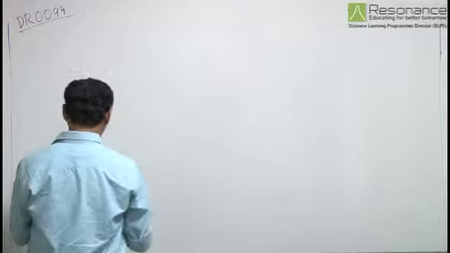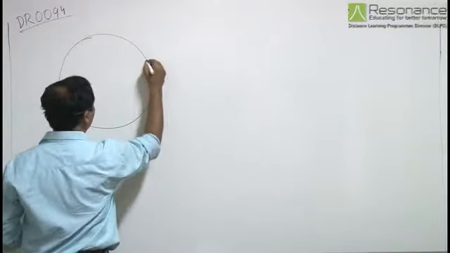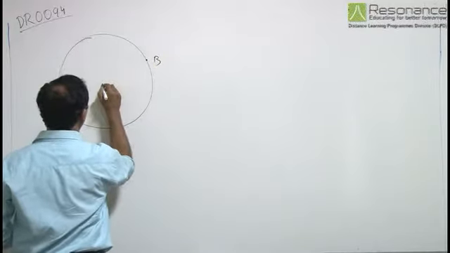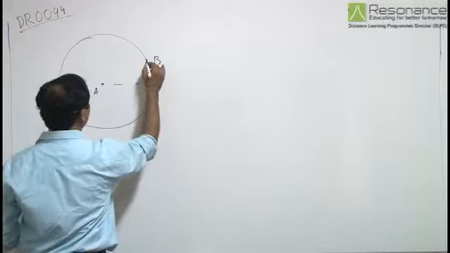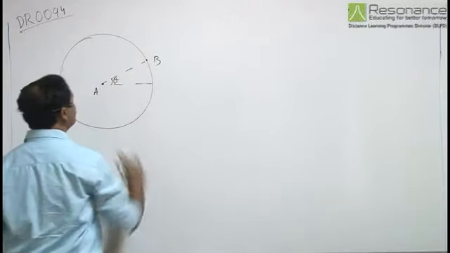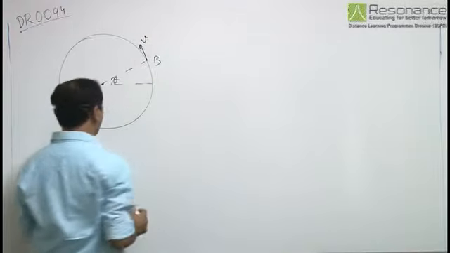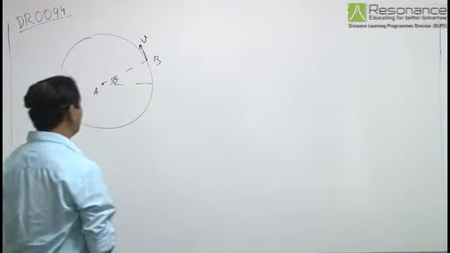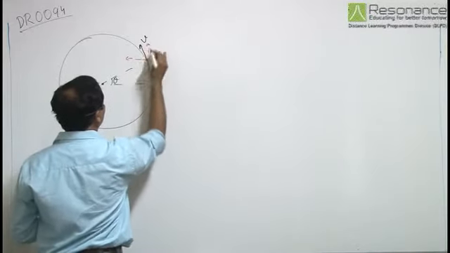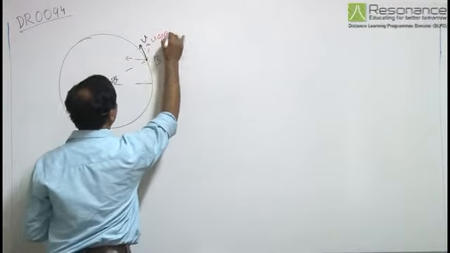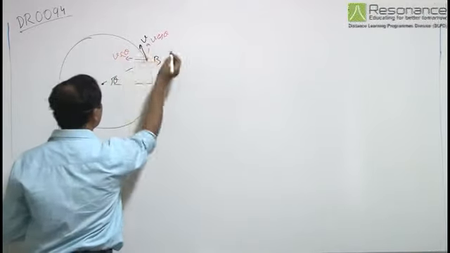So we have a particle moving in a circle. That particle is B and A is the center of the circle. If we consider a particular instant at an angle theta, and V is the velocity of the particle B, then its velocity has two components. One is V cos theta, the other is V sin theta.